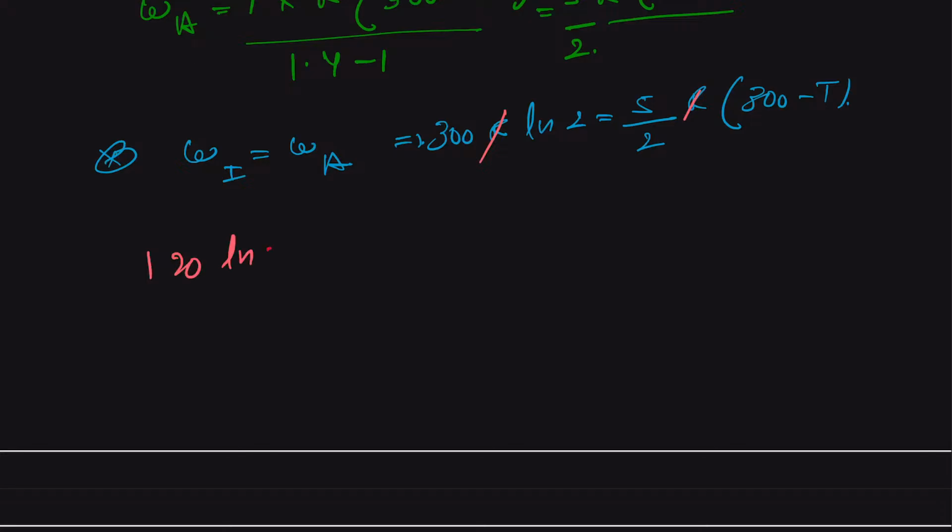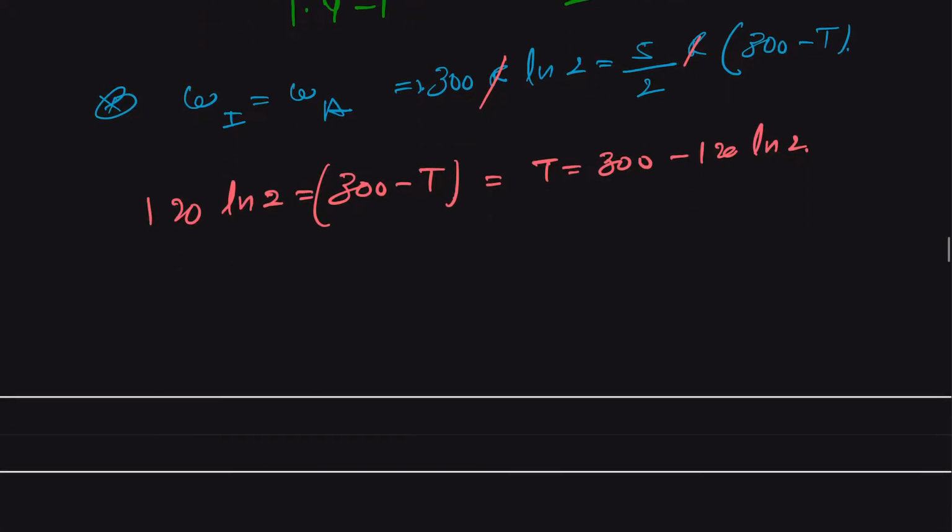Natural log of 2 is equal to 300 minus T, and therefore we can write T will be equal to 300 minus 120 natural log of 2, and natural log of 2 is approximately equal to 0.693. Therefore we can say that value of T is equal to 300 minus 120 times 0.693, which is approximately 83.16.